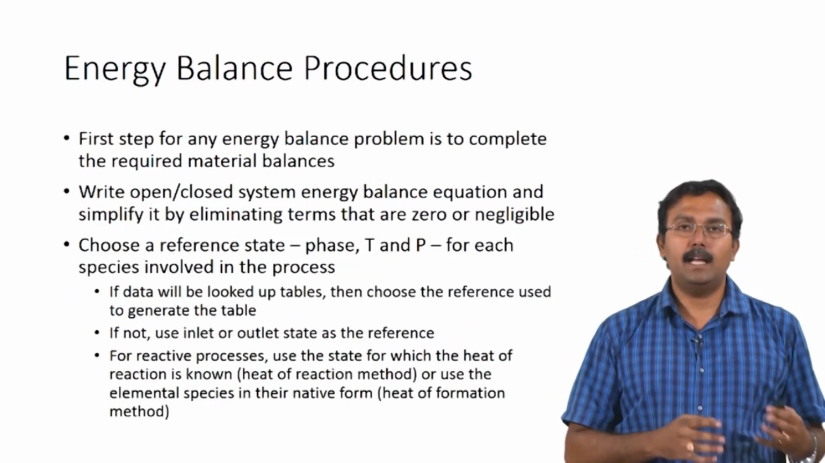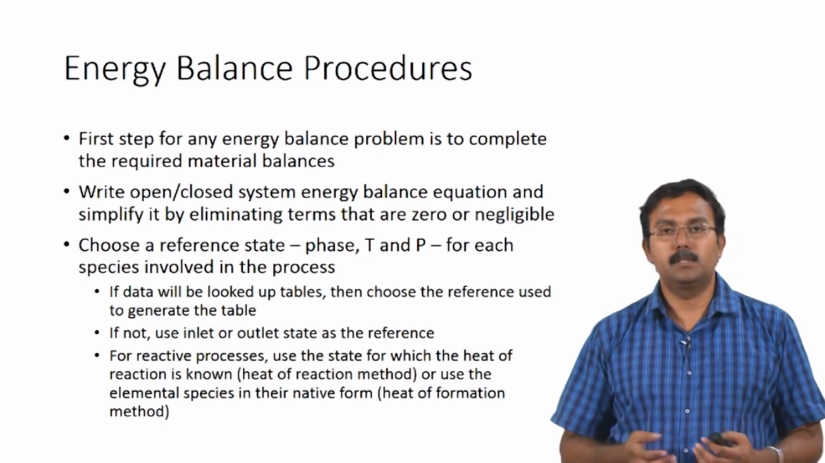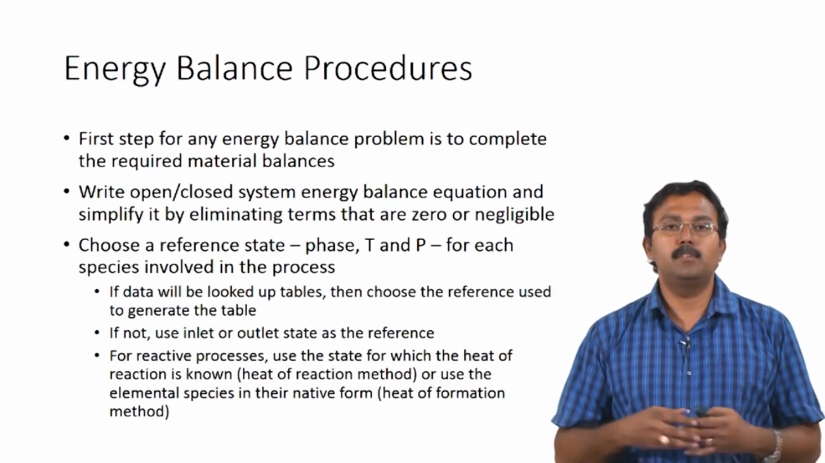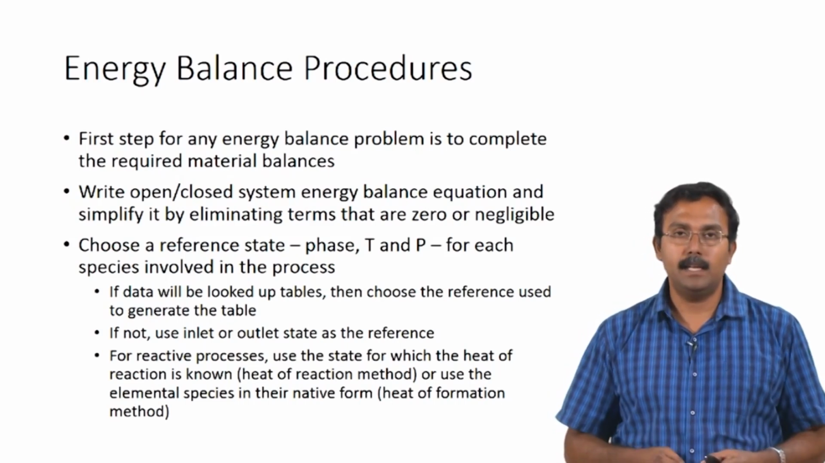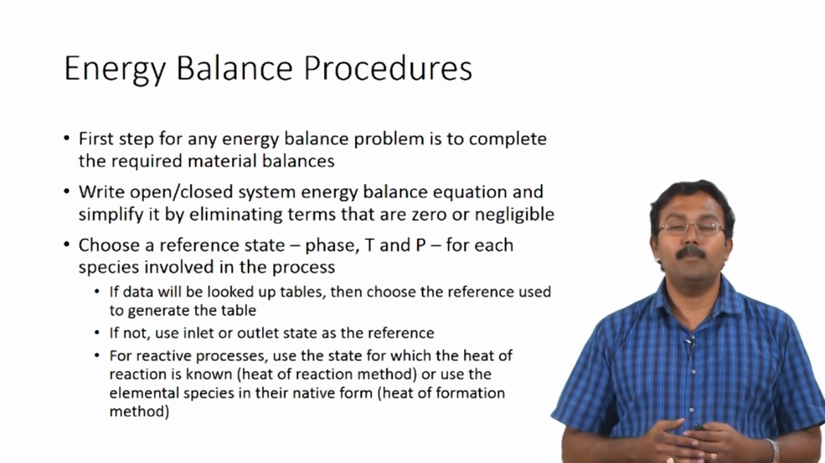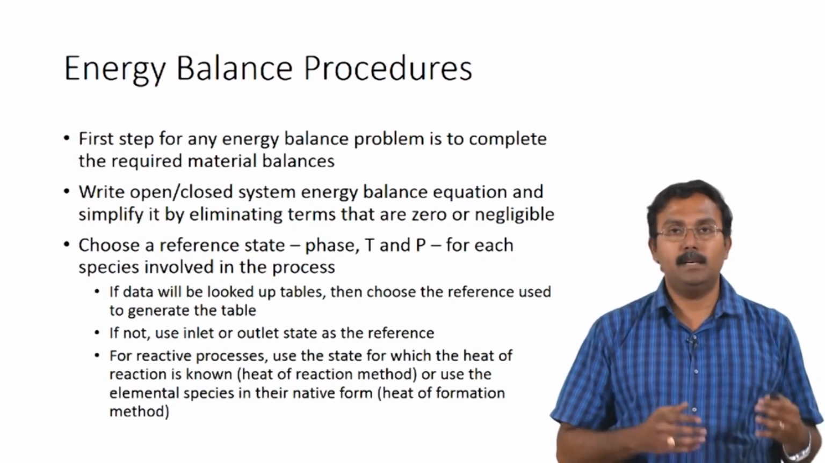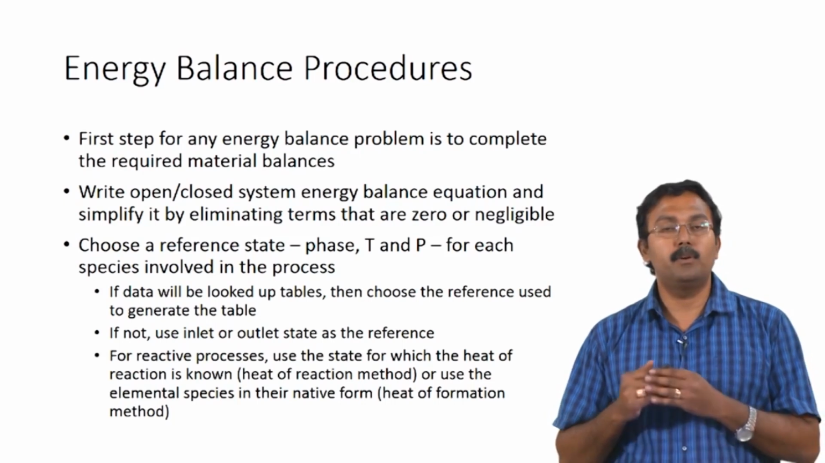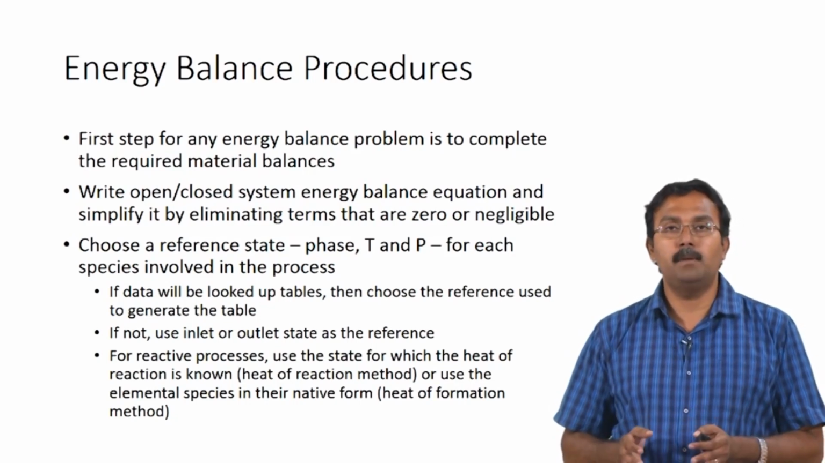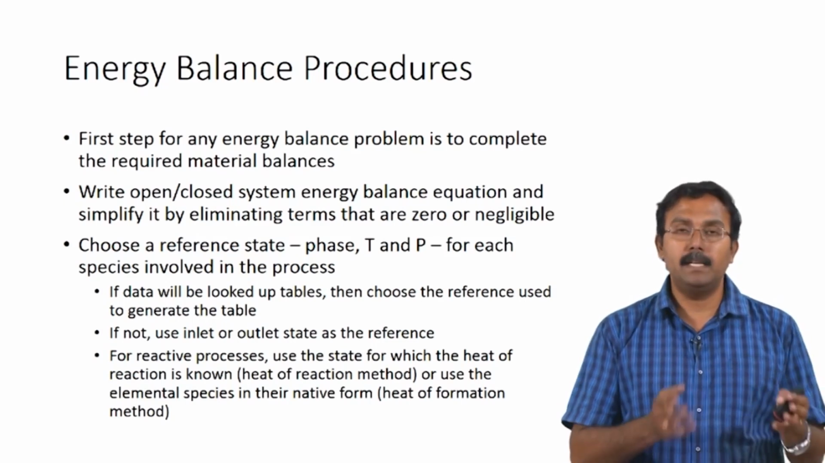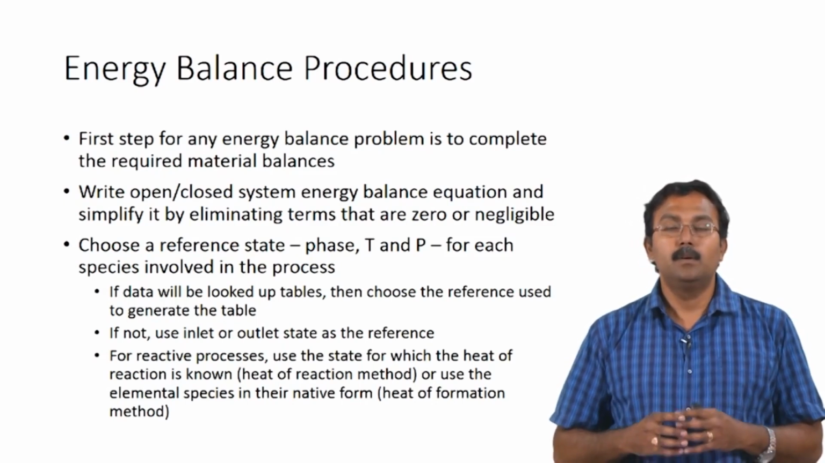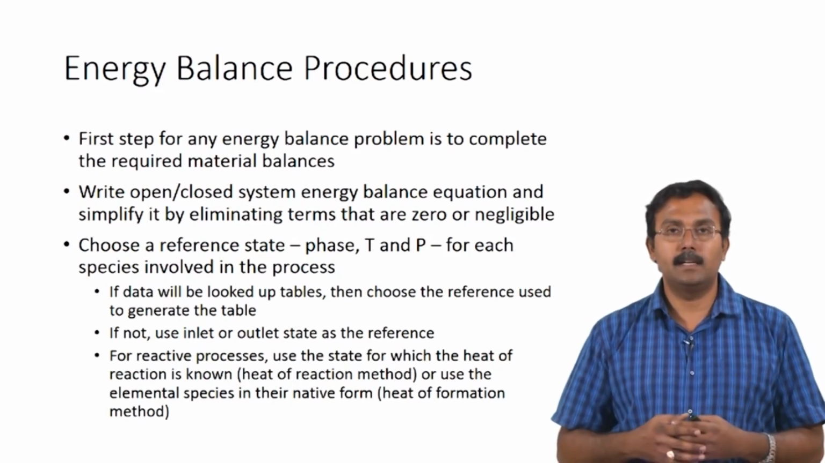So, now that we have clarity on the objectives for energy balances, what are the procedures? What do we have to do for performing energy balance calculations? The first step for any energy balance problem is to complete the required material balances. I have been repeatedly saying this. In some cases the material balances might not be required, it might be directly available to you, but in many cases you might actually have to perform material balances. We have looked at many examples where we had to perform material balances before we went ahead to do the energy balance calculations. So, always remember that the first step for any energy balance problem is to complete the material balances. You would have to have all the flow rates or the masses or the moles of the components which you need for the further calculations in the energy balances.